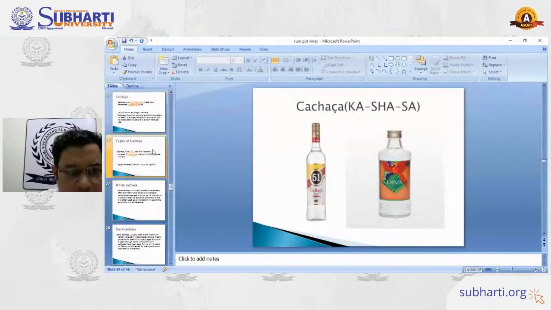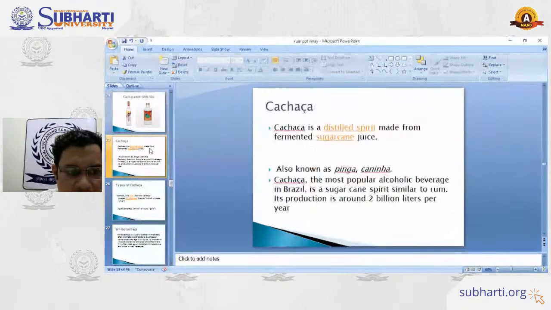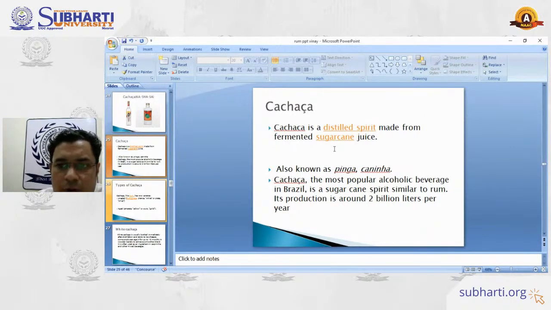The next we will study is cachaça. In common terms, we say this is a rum that comes from Brazil. But cachaça is a distilled spirit made from fermented sugarcane juice. In rum, we use molasses, but in this, we use the sugarcane juice, which in some places is also called pinga or caninha. It is a sugarcane spirit similar to rum. It is produced around 2 billion liters every year.